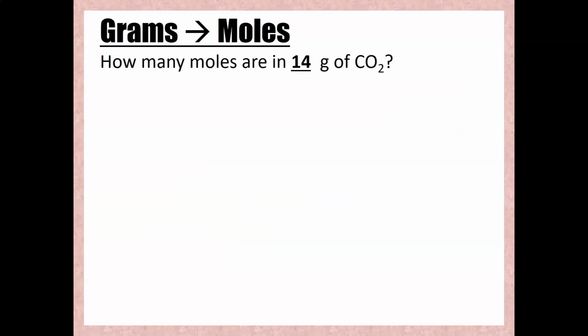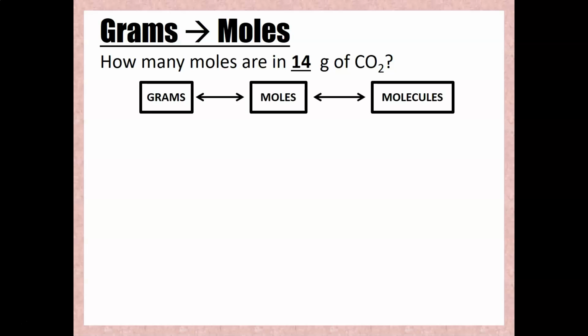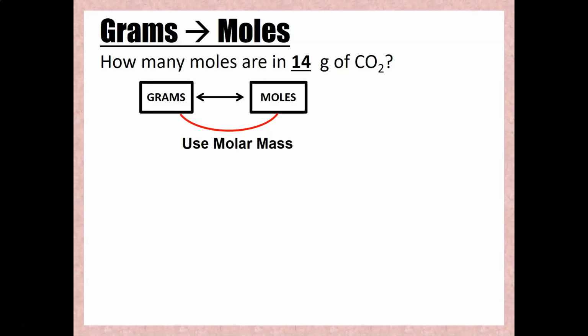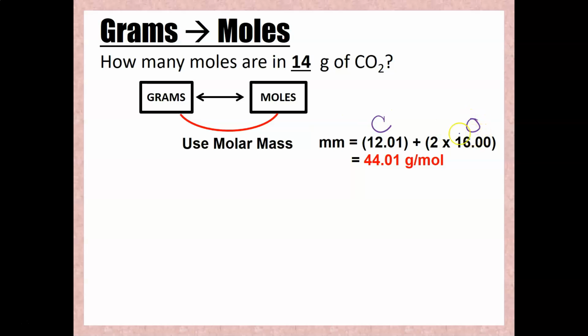This time, let's try going backwards. Let's start with grams and go to moles. So I have my molar pathway, but I'm only going to use this portion. This time I'm going from moles to grams. I still use molar mass. This time it's the molar mass of carbon dioxide. So here I use my periodic table. Here's my mass of carbon. And here's my mass of oxygen. And I have 2 oxygens here.